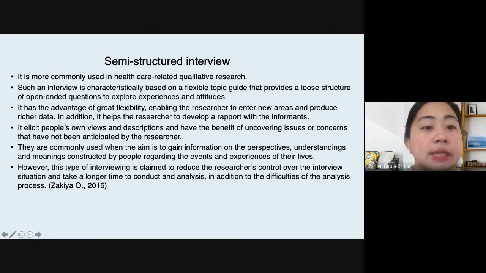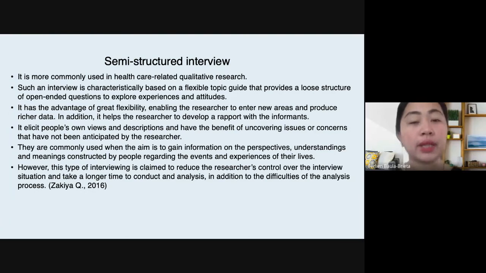It elicits people's own views and descriptions and has the benefit of uncovering issues or concerns that have not been anticipated by the researchers. So it is important that aside from the content questions or the main questions you have prepared, you know how to do your follow-up questions. So you still have to prepare your follow-up questions or your probing questions because we have to gain information on their perspective and their understanding with your different questions prepared. Okay?